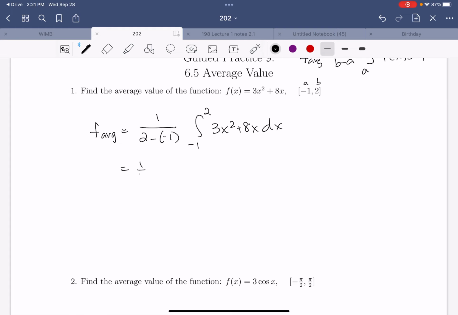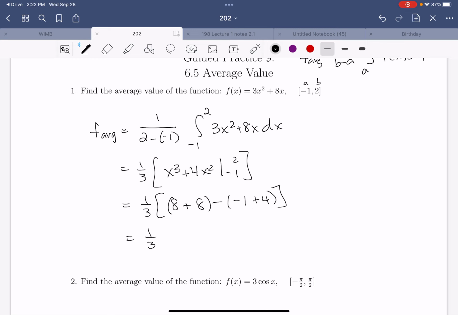From here, this becomes 1/3 times, we're finding the antiderivative here, x cubed plus 4x squared, and we're evaluating from -1 to 2. So this is 1/3 times 8 plus 8 minus -1 plus 4. And that's going to give us 1/3 times 16 minus 3, which is 13 over 3. Okay, so you're just taking 1 over b minus a times the integral from a to b of your function.